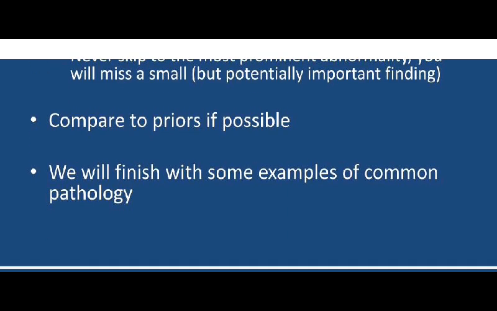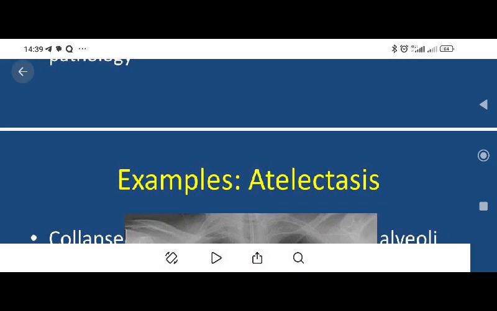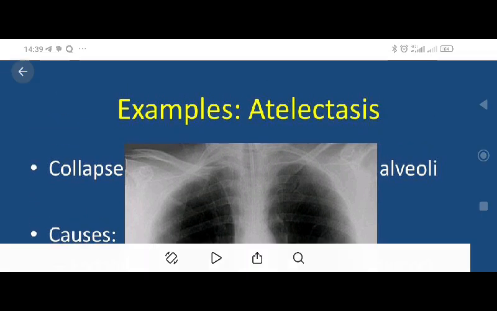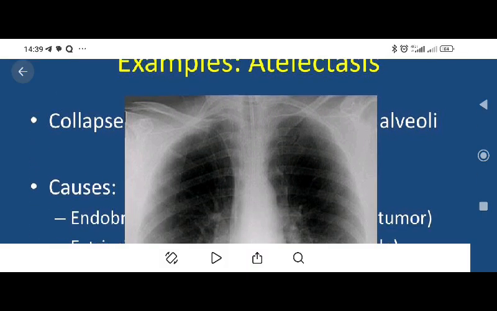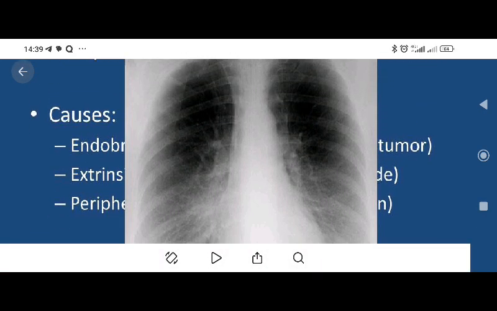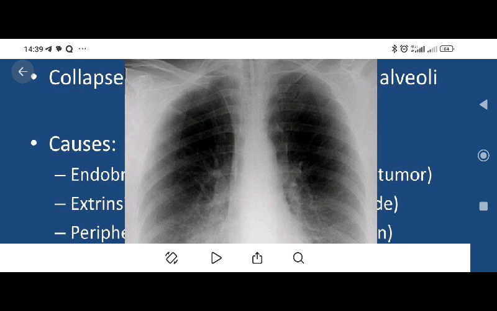Now we will finish this with some common examples which I also gave in class. Remember I told you about atelectasis, which is collapse of the lungs. Now, in here you can see that it is the base of the lungs that has collapsed. That is, even the middle and the lower lobes have collapsed.